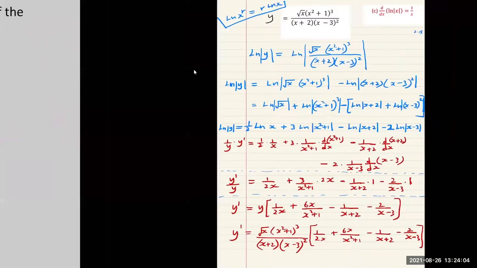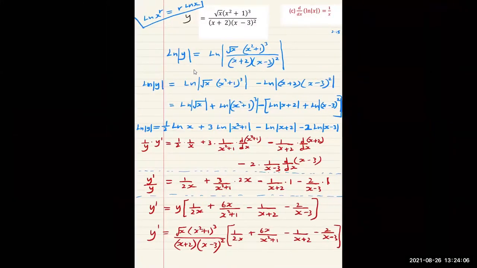I will copy that over here. y is equal to, this is my function. Now what I'm going to do is take the logarithm of both sides. Logarithm of the left-hand side, ln absolute value of y, and ln absolute value of your right-hand side. I take the absolute value to make sure that whatever I get as the input for logarithm is positive.